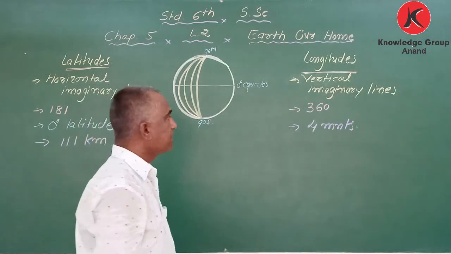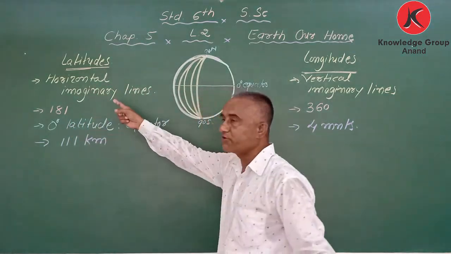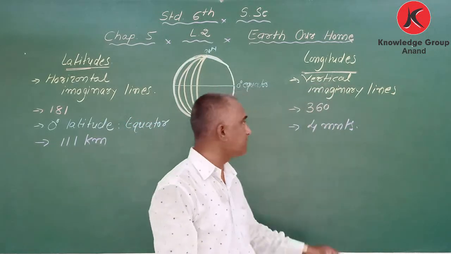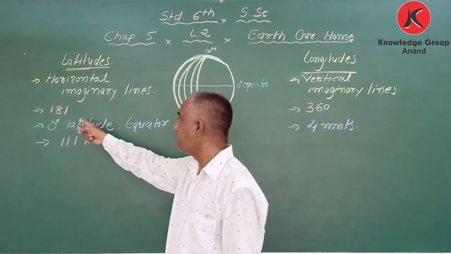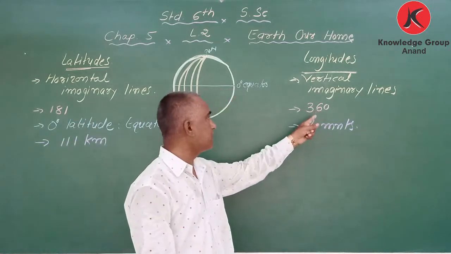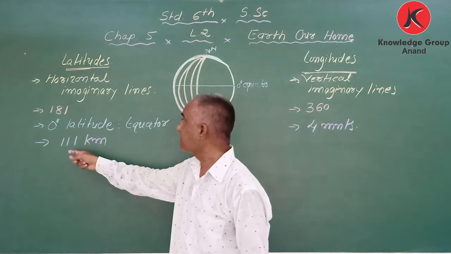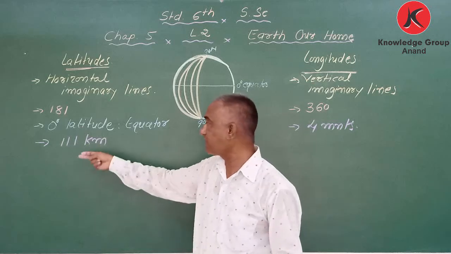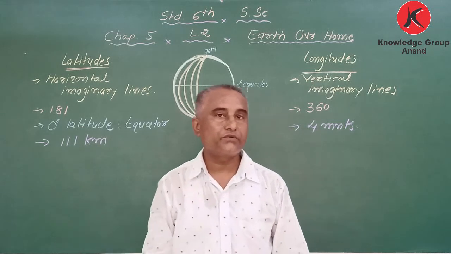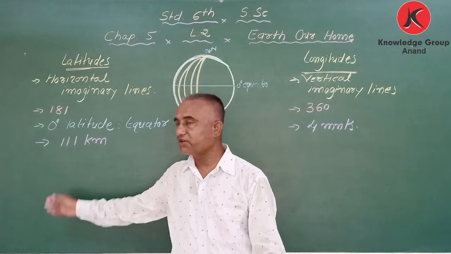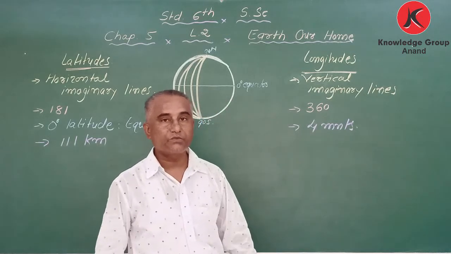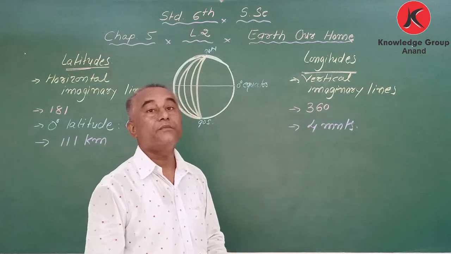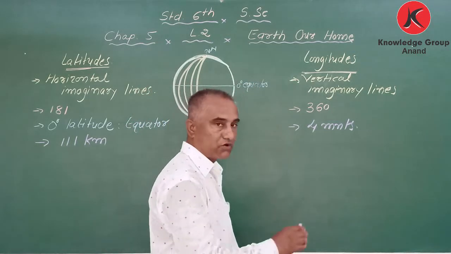Once again, latitude means horizontal imaginary lines, longitude means vertical imaginary lines. There are 181 latitudes, longitudes are 360. Then the difference in measurement: the distance between two latitudes is 111 kilometers, and between two longitudes it is 4 minutes. Okay, got it?